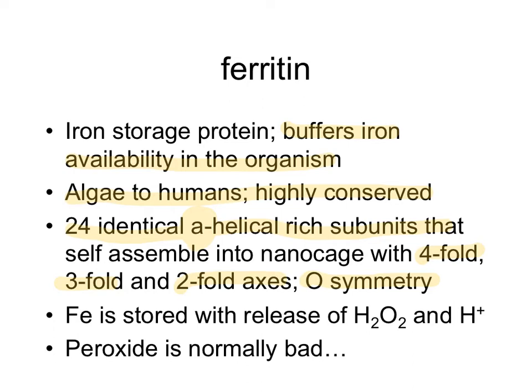So iron is stored with a simultaneous release of hydrogen peroxide and protons. These are chemicals we do not want to have a lot around, especially the peroxide. Protons we can deal with. And so it's really expensive and dangerous for the cell to store the iron. That lets you know how important it is to store iron. Peroxide is normally bad to have around. And so there's actually nearby peroxidases which are present, which reduce the peroxide down to water. And so it's an extremely expensive process to store iron in the cell.